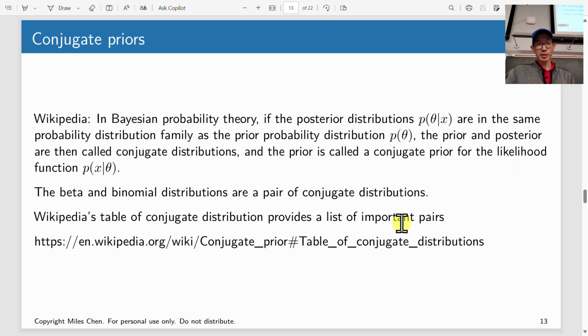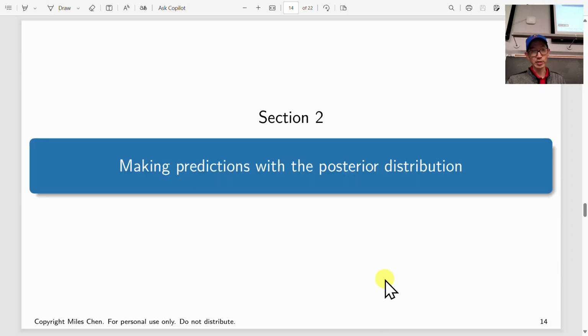We talked about conjugate priors. If the posterior distribution and the probability are in the same probability distribution family as the prior probability distribution, then we say these are conjugate distributions, and the prior is called a conjugate prior. The beta and binomial are a pair of conjugate distributions, and then we have this table of conjugate distributions, which I think I showed you guys on Wednesday also.